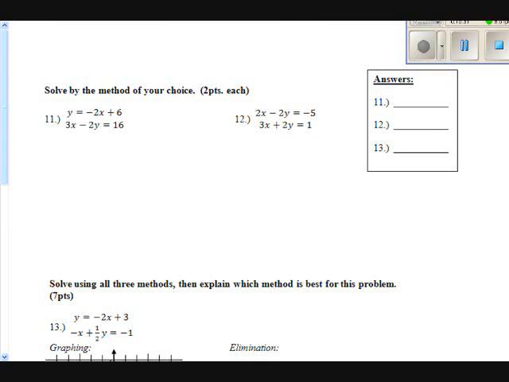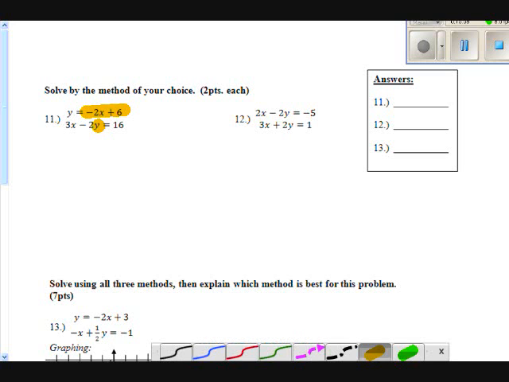If I look at these next two, it's method of your choice. Oh boy, I love it when I have a choice to make. Okay, so solve by the method of your choice. If I look at this first one, I'm going to go with the obvious choice. You don't have to, but I will. The first equation is already solved for y: y equals negative 2x plus 6. So I'm going to use substitution because it's already solved, and plug that in for y in the next equation.